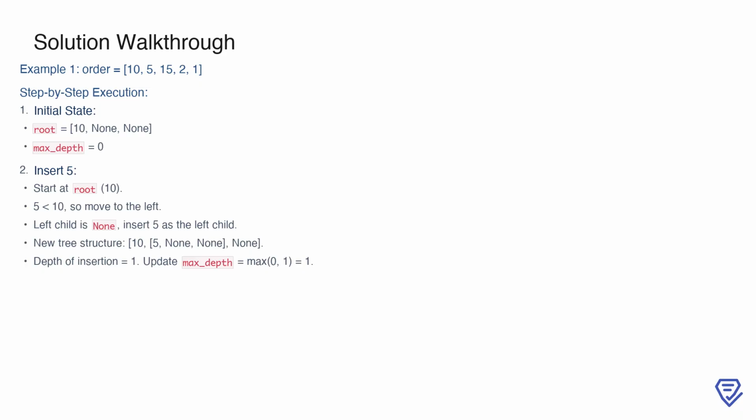The first insertion is the value 5. Since 5 is less than 10, we move to the left child of the root. The left child is currently null, so we insert 5 there. This makes the tree structure 10, 5, none, none, none. The depth of this insertion is 1, so we update the maximum depth to the greater of the current depth and the previous maximum, which is now 1.